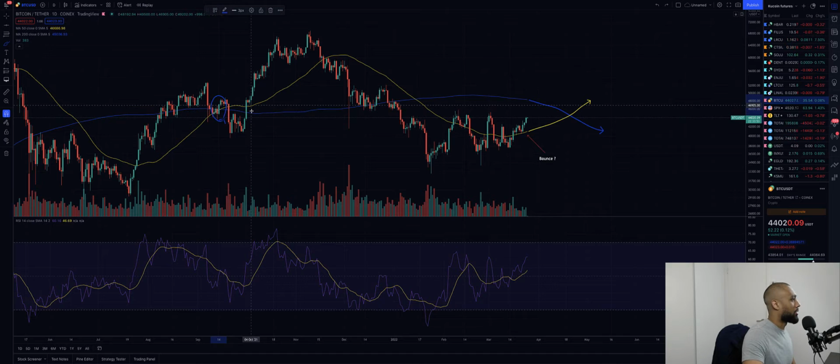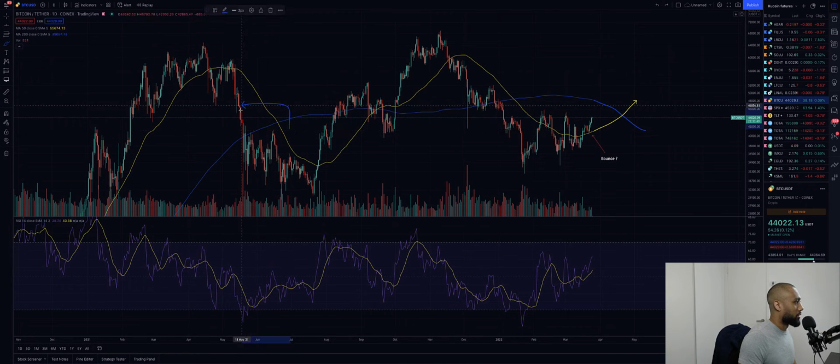Sorry, that is not a death cross. This is a death cross. Right, so that's a death cross right there. So when the 50-day crosses under the 200-day moving average, we consider that a death cross, and a death cross is bearish price action. It's a bearish indicator.